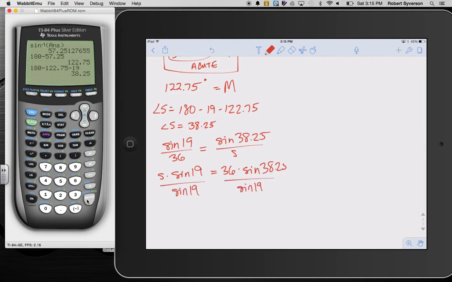And S comes out to be, if I had a drum roll, this would be perfect time for it. 36 times sine of 38.25 divided by the sine of 19. We get 68.46 million miles. Wow, this is a long ways.